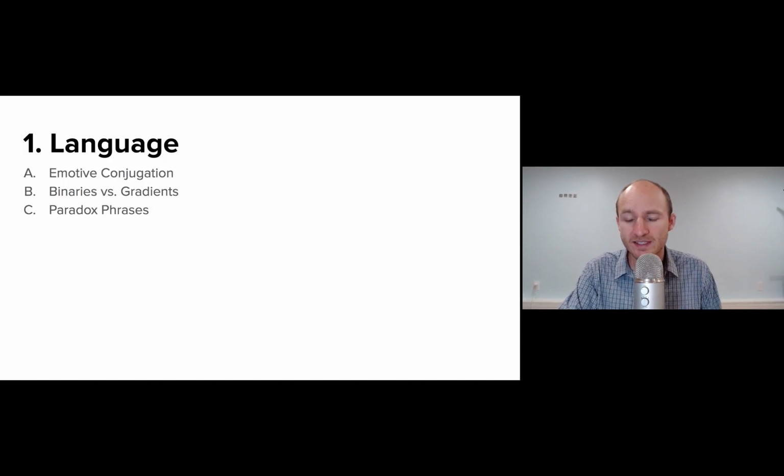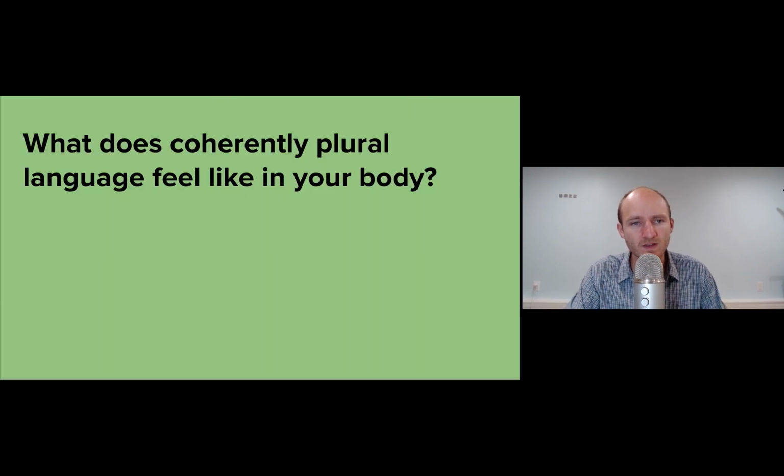Cool. So that is how to be coherently plural with your language, to be aware of emotive conjugation, to really see things as binaries versus gradients, and to think about those slashes, and to use these paradox phrases to try to combine two opposites to get at this coherently plural idea that you're getting at, to be in relationship to the relationship. Really what it feels like is to take a yes-and, a both-and perspective. Okay. So what does coherently plural language feel like in your body?